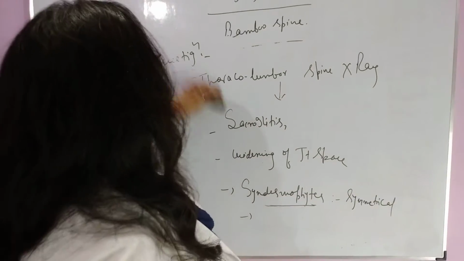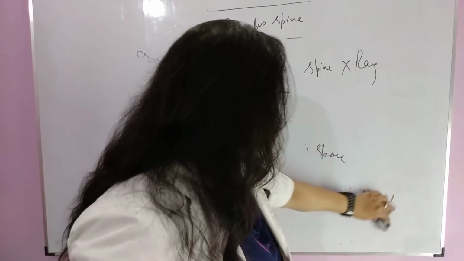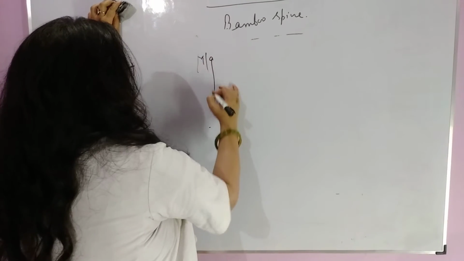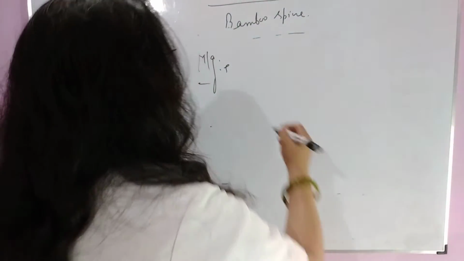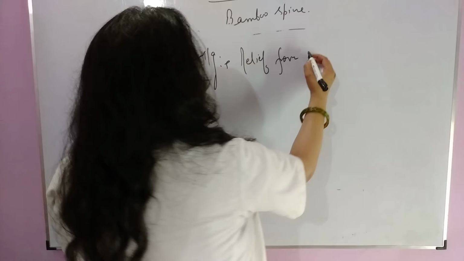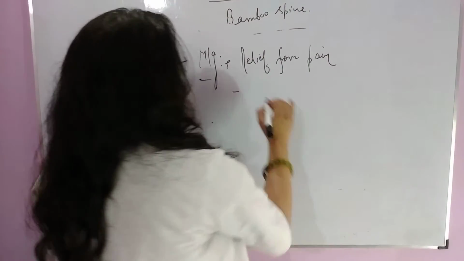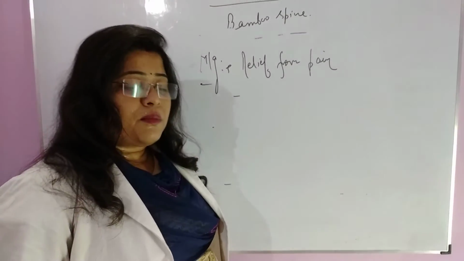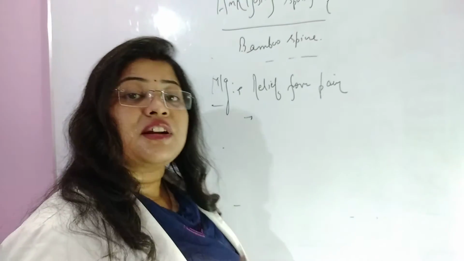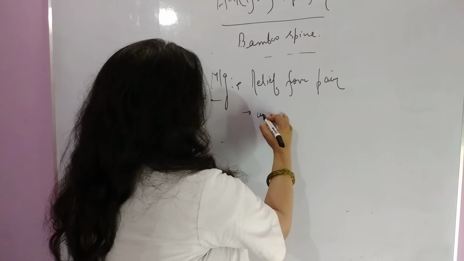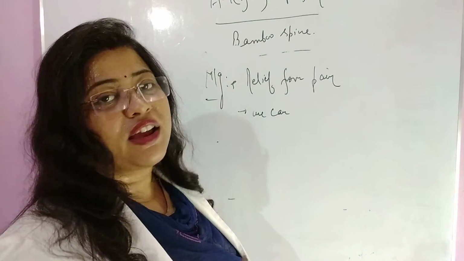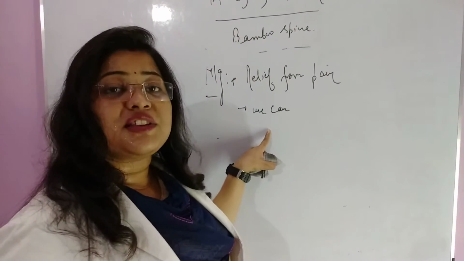Now the next point is management. How can we manage a case of ankylosing spondylitis? Its management requires relief from pain. Second, restriction of movement becomes reduced, so we can increase the range of skeletal motility by any means. This is the objective of management.